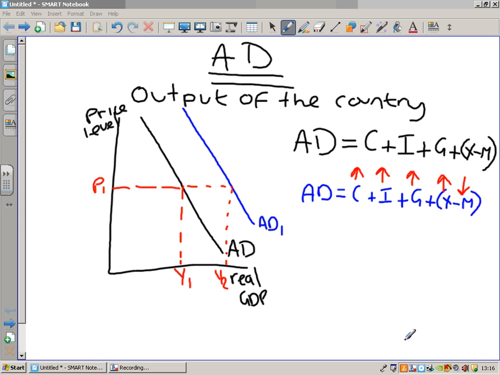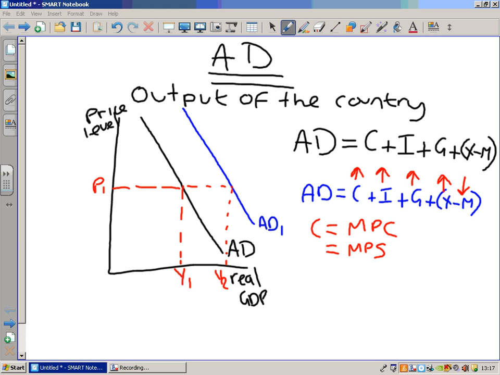Let's take consumption first of all. I want to introduce something here called the marginal propensity to consume. So let's say, for example, we have an individual that earns £100 a week. If they were to spend £60 of their money, they spent 60% of their money, their MPC would be 60%. If for one reason or another somebody's MPC was to increase to 80%, they're spending more of their money, therefore AD would increase.